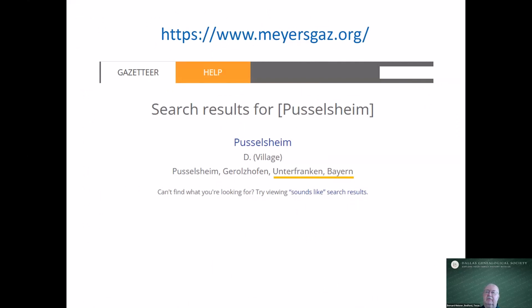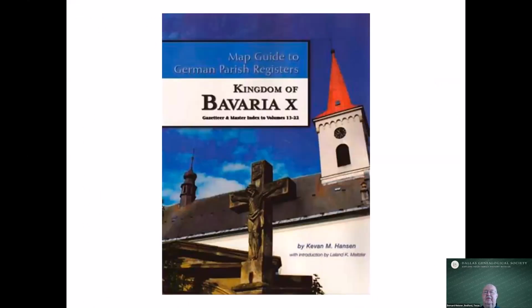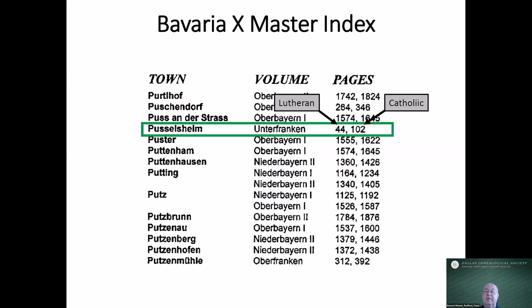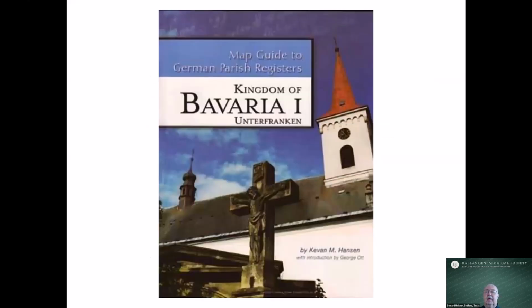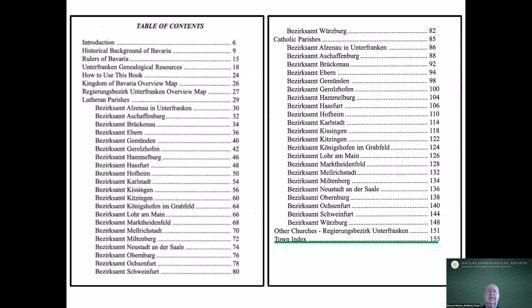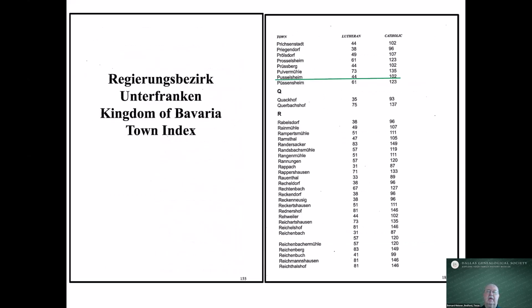Okay, so again, I'm looking for Pusselsheim in the Unterfranken of Bavaria. So Bavaria, as I mentioned, has a separate book. It's so big of a master index. There's Pusselsheim. Again, it tells me it's in the Unterfranken book. The Lutheran parishes, I should go and look on page 44 of Unterfranken, and the Catholic page 102. So there's the book of Bavaria 1. There's the table of contents. The town index is at the back of the book. I go through and find there's Pusselsheim, and again shows Lutheran is page 44, Catholic page 102.